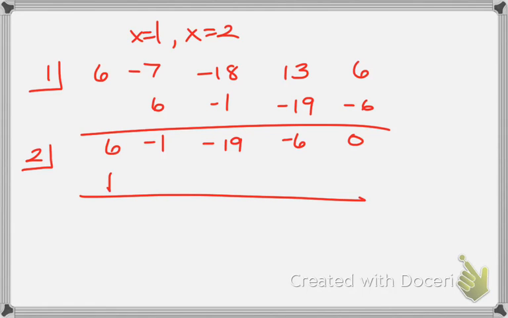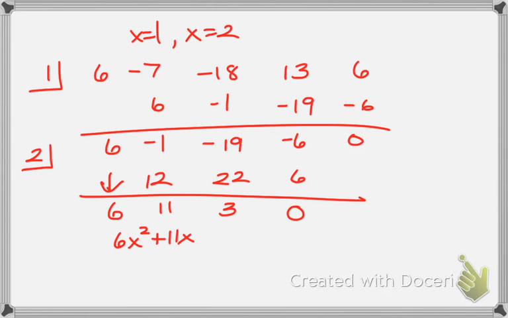Bring down your 6. 6 times 2 is 12, 11, 22. What is that? 3. 19, 20, 21, 22. 3. Yep, if I could do math, that'd be good. 6 and then 0. So now what is the remaining quadratic? Good. 6x squared plus 11x plus 3. Can we factor that? Yes.